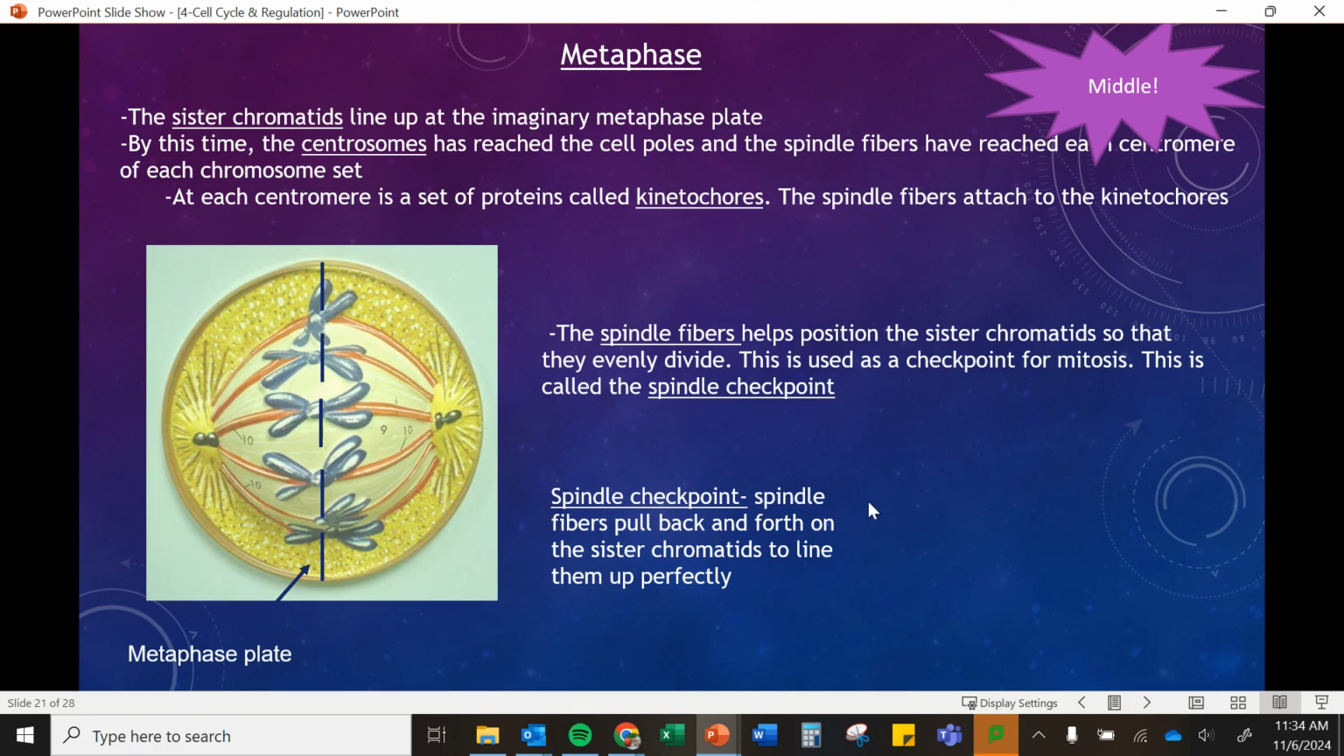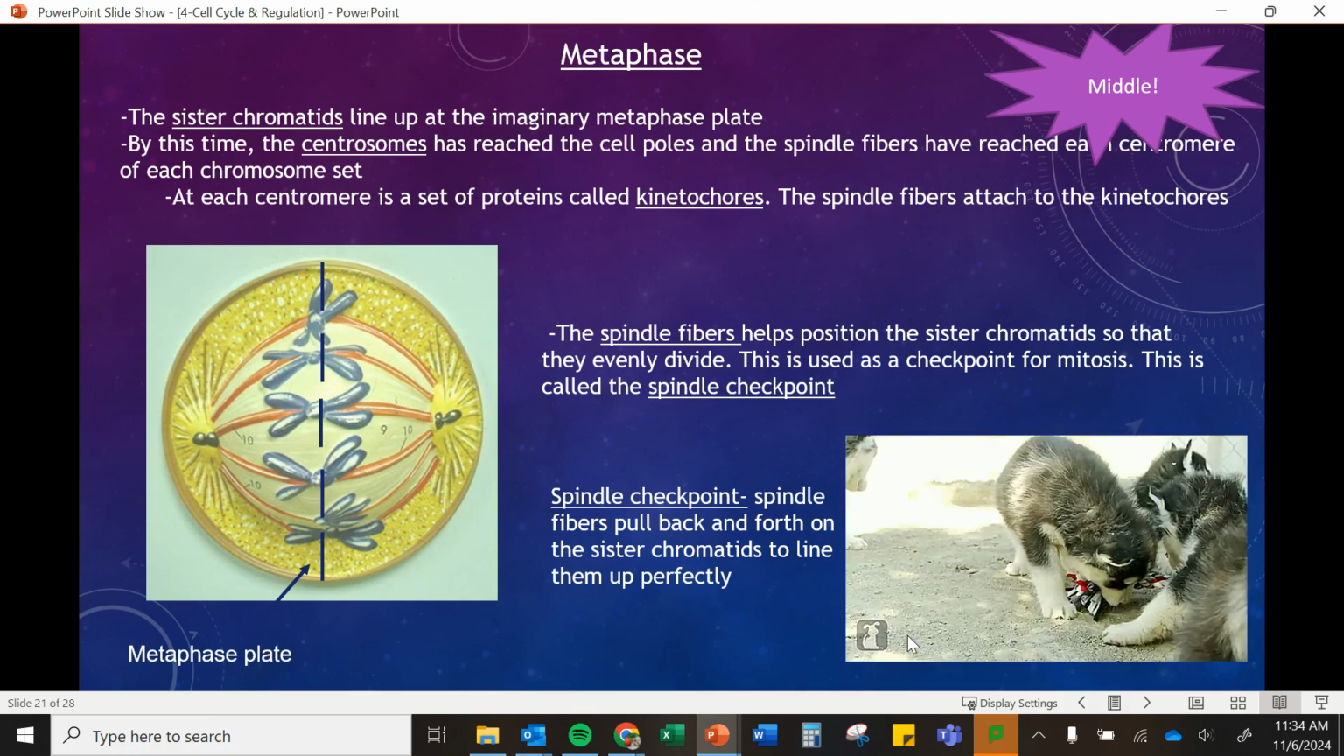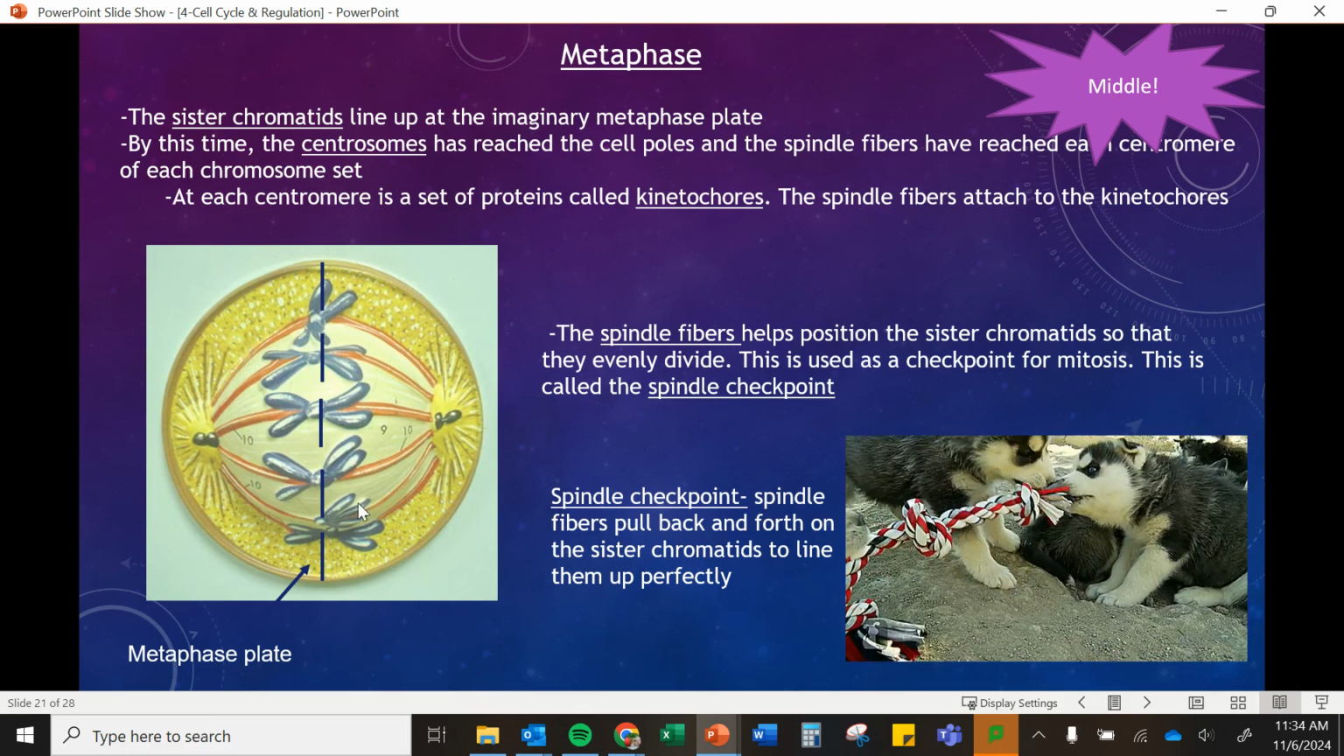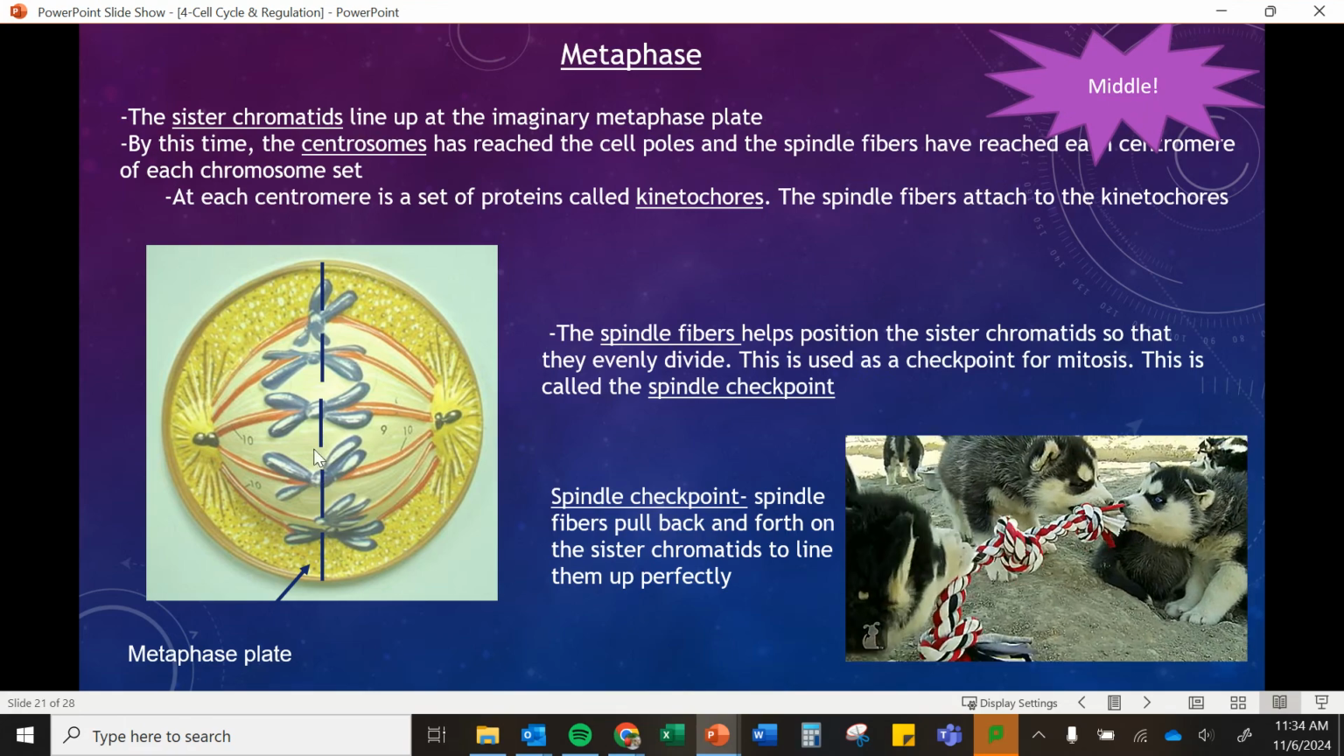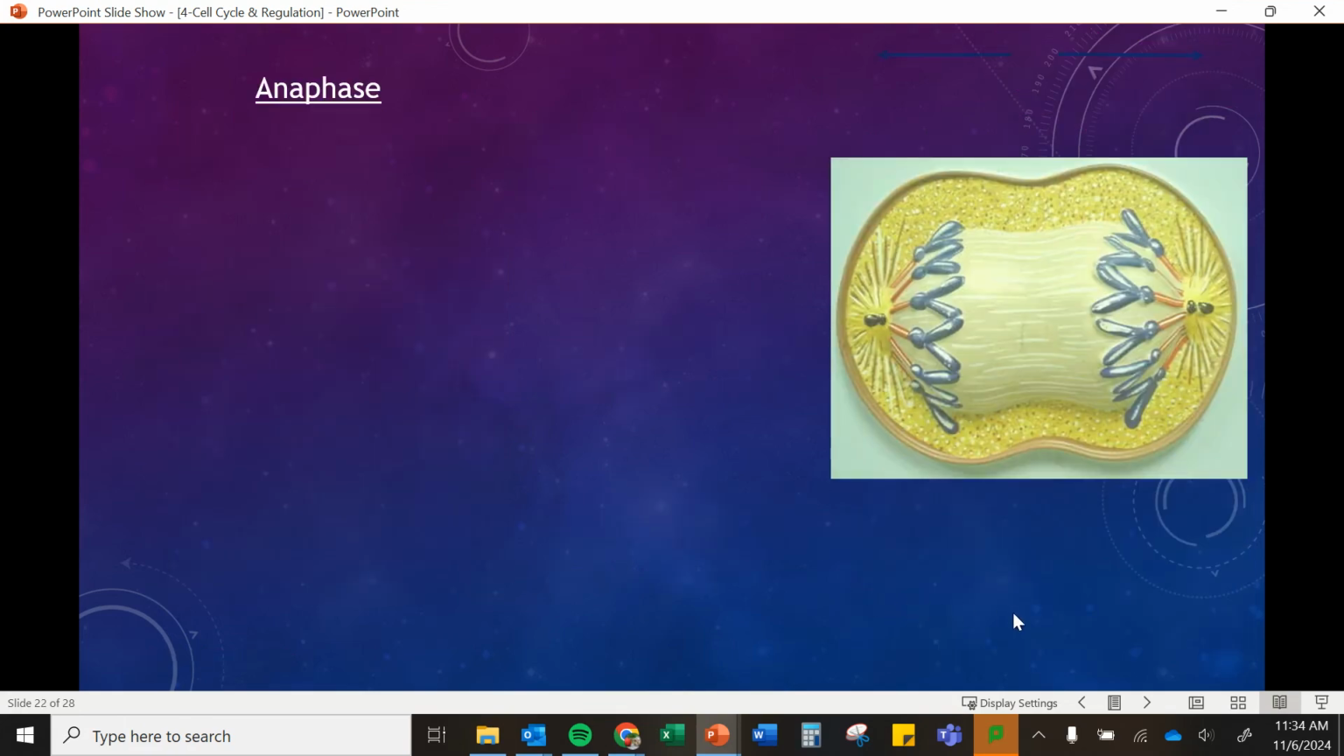The spindle checkpoint is going to tug back and forth on our chromosomes to make sure that they are lined up properly. Okay, you can think about it as like tug of war here. We're pulling back and forth to make sure that they're all lined up. The next phase is anaphase, A for action.